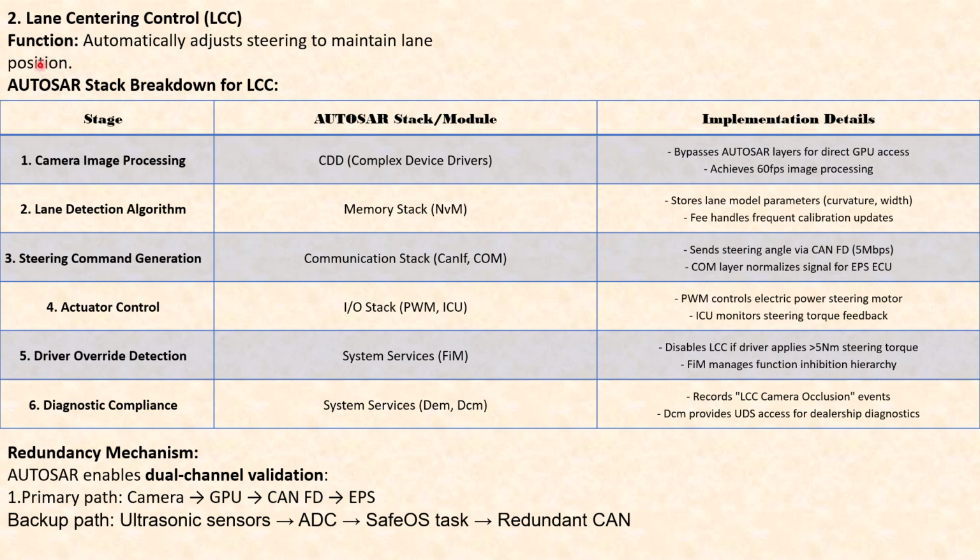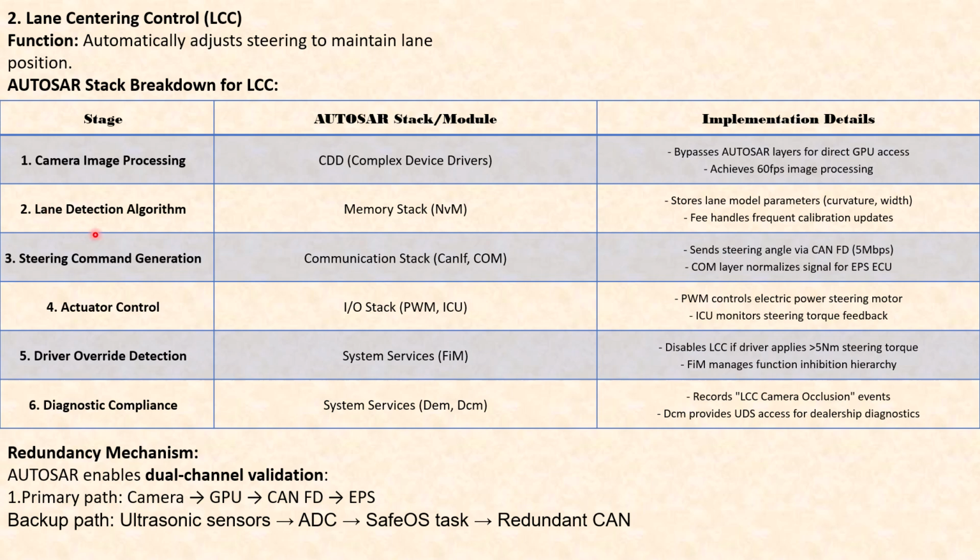Lane centering control. When it comes to lane centering control, it automatically adjusts steering to maintain lane position. Now, to further elaborate from the stack perspective, the first stage is camera image processing, which is taken care of by the complex device drivers. Because of the huge data, it does not go through all the layers and it always interacts through complex device drivers. It bypasses Autosar layers for direct GPU access and achieves 60 FPS image processing.